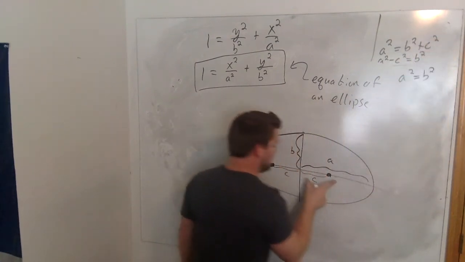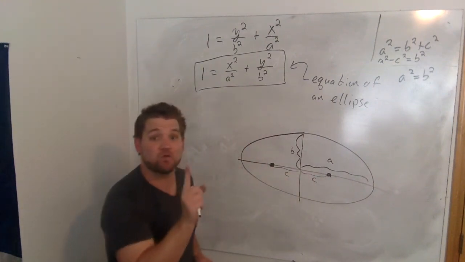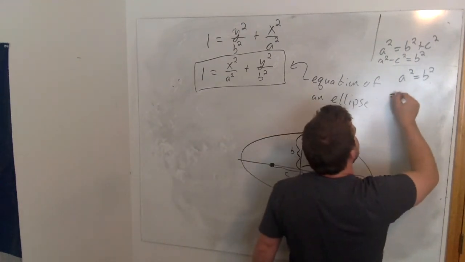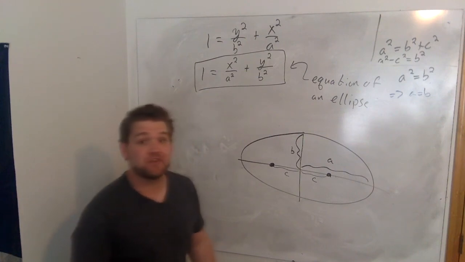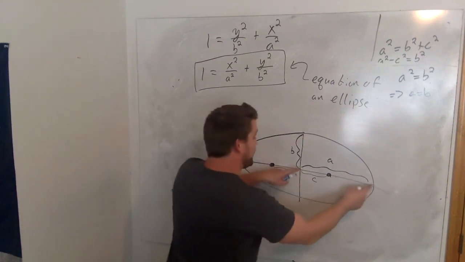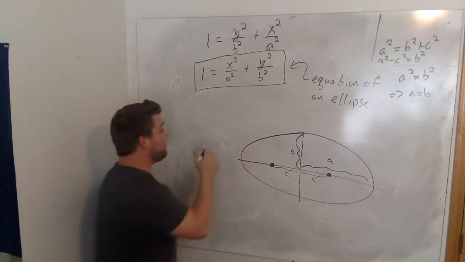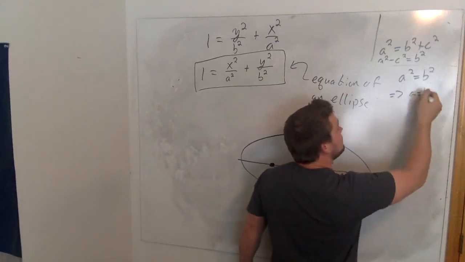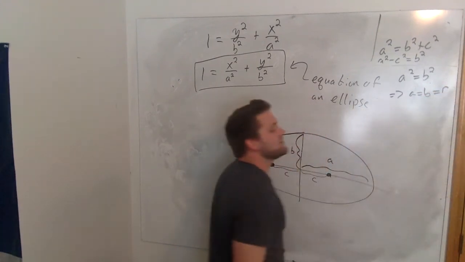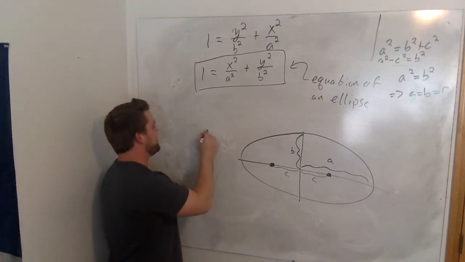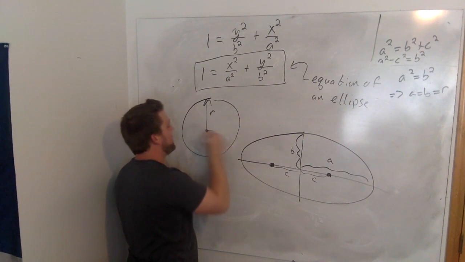If C is 0, that means I'm basically taking these 2 points and bringing them to the origin, so we only have one focus now. Well, this is basically saying that A would be equal to B. So the A and B will be the same, so this radius and this radius will be the same. What shape is that? That's just going to be a circle. So let's say the A and the B will be the same. Let's call that one common length R. So that should give us now a circle.